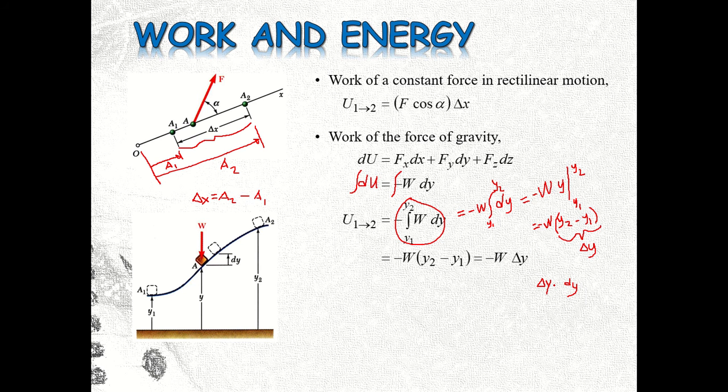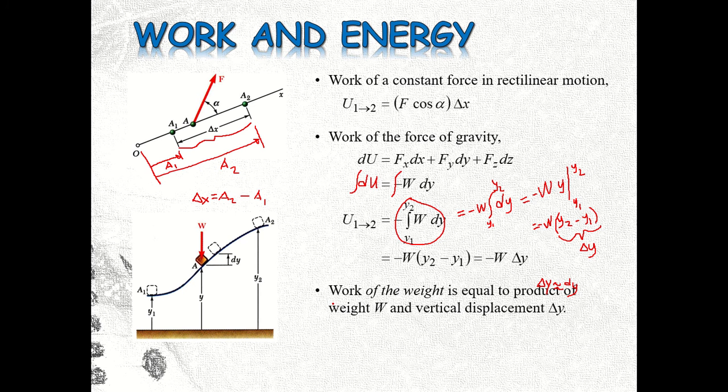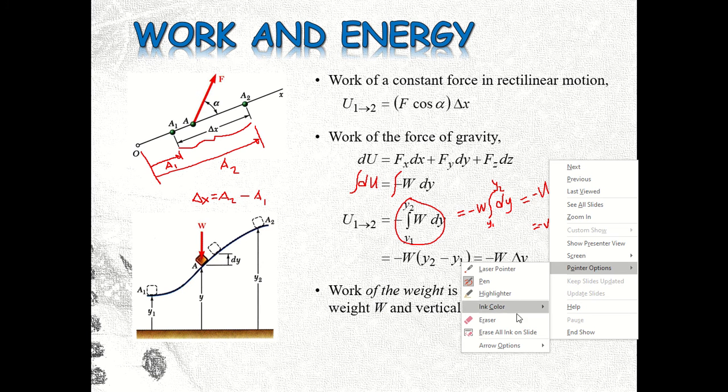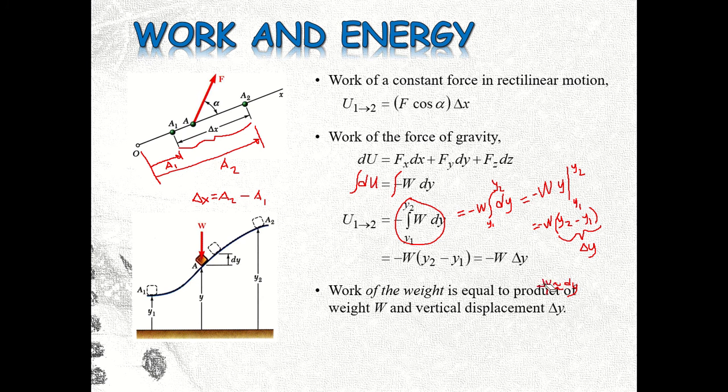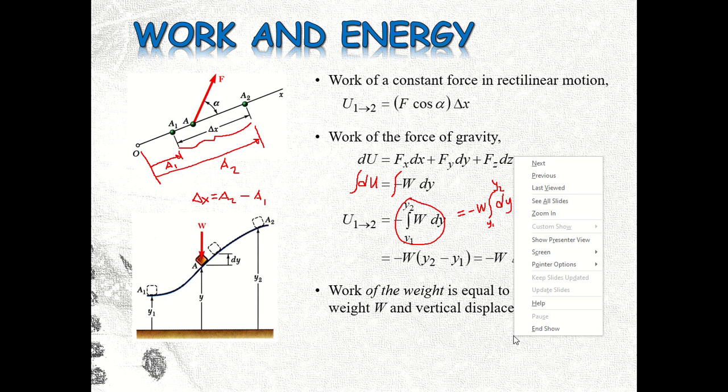So I hope it's clear with your class. The symbol is approximately. Okay, so the work of the weight is equal to the product of weight W and vertical displacement delta Y. So this is the definition of work of the weight.